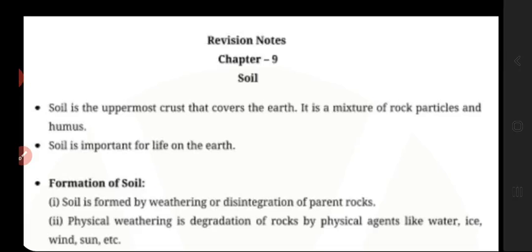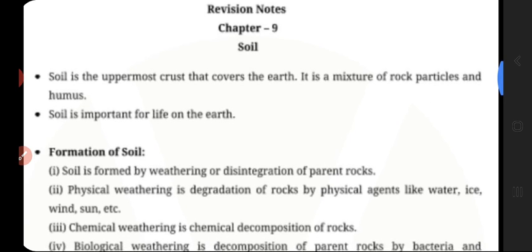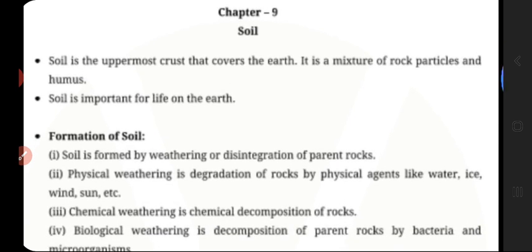Today, we are going to recall the important points in chapters 9, 10, and 11. Let us recall one by one. First, it is chapter 9, Soil.